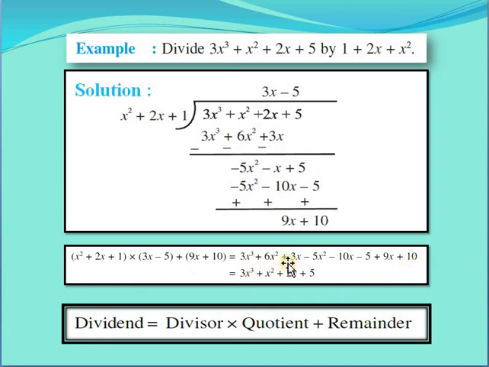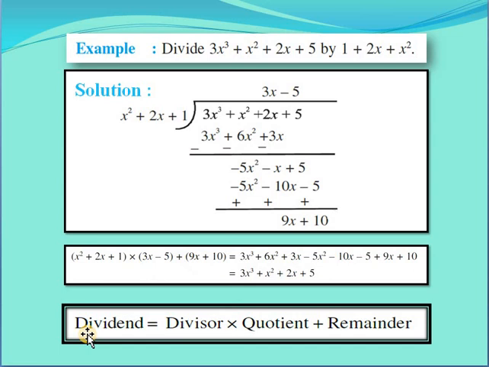3x cube as it is, 6x square minus 5x square, x square. 3x plus 9x, 12x minus 10x, 2x. Then minus 5 plus 10, plus 5. So this is the dividend. Divisor into quotient plus remainder is equal to the dividend. This is the division algorithm.